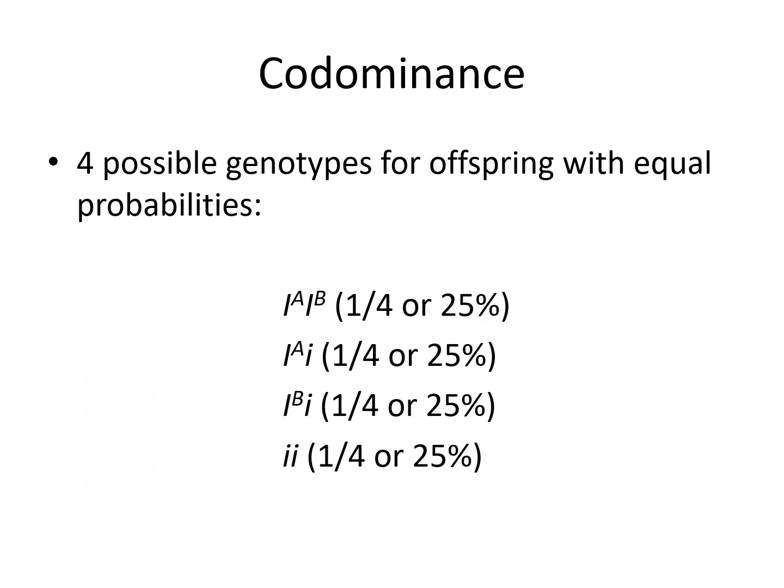So when we do the cross with the Punnett Square, following codominance, we find there are 4 possible genotypes for offspring with equal probabilities. You could have I A I B, I A little i, I B little i, and little i little i. And each one is 1 out of 4, or 25% probability of having one of these blood types.